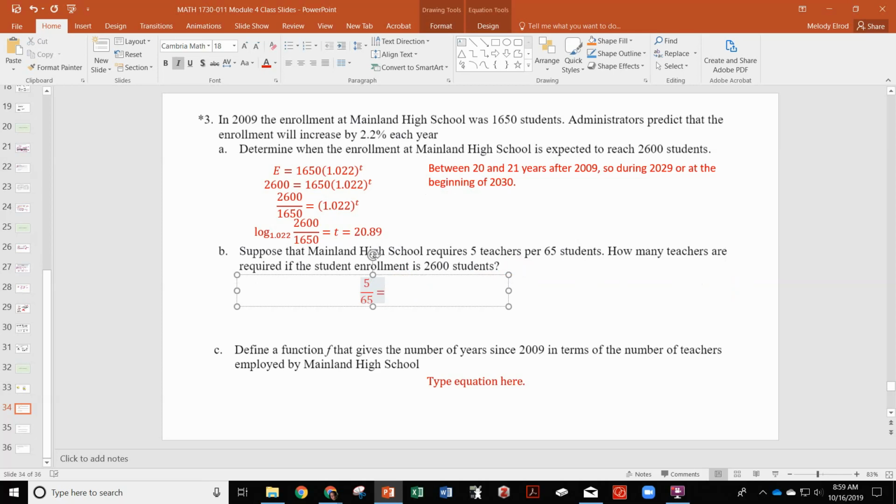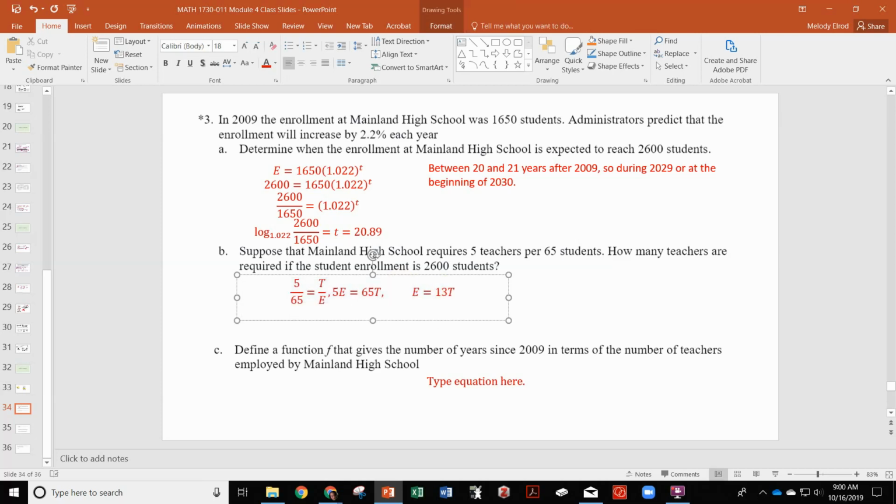So I'm going to put capital T, and I'm going to put E here because enrollment is what I used before for E. That's the number of students, right? So I can use that again, just so I'm not adding in another variable. What that means is if I cross multiply, I've got 5E is 65T, or another way to say that would be E is equal to 13T, which would be a simpler way to do that.